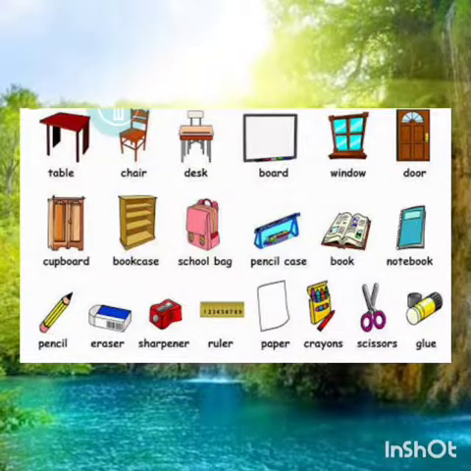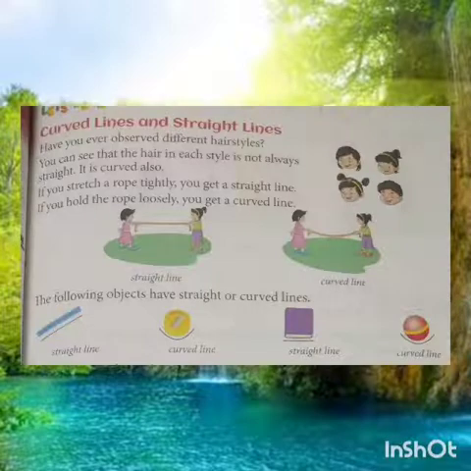Understood children? Okay, there are two types of lines, curved lines and straight lines. See the picture, there are four faces with different hairstyles. You can see that the hair in each style is not always straight, it is curved also. And see these two pictures, what they are doing. They are stretching a rope. If you stretch a rope tightly, you get a straight line. If you hold the rope loosely, you get a curved line. Can you see?